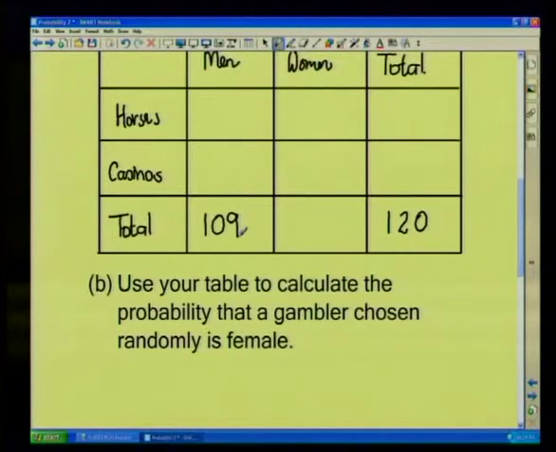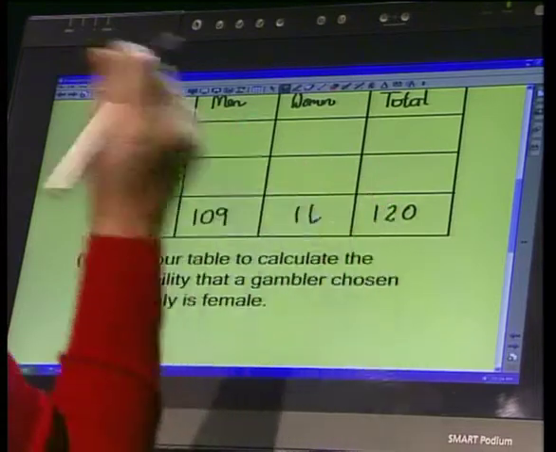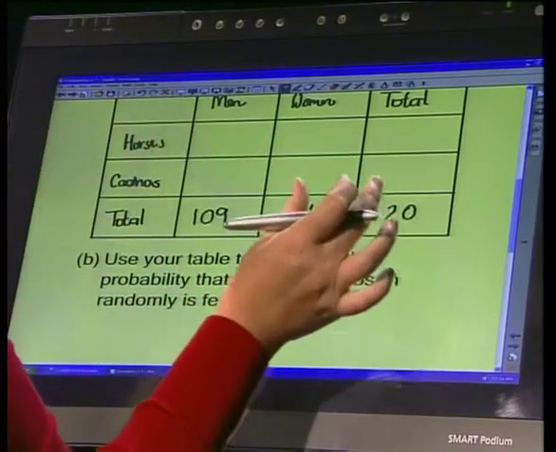109 and 11. Now, one thing that you need to make sure of is that when I add these two numbers up, they do add up to the total. If they do not add up to the total, it should ring a bell in your head that you've done something wrong.